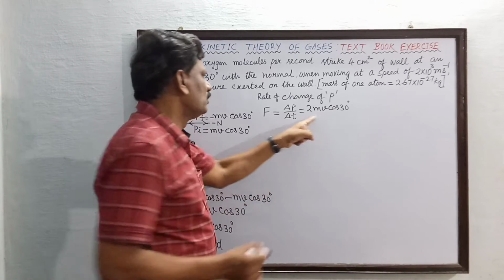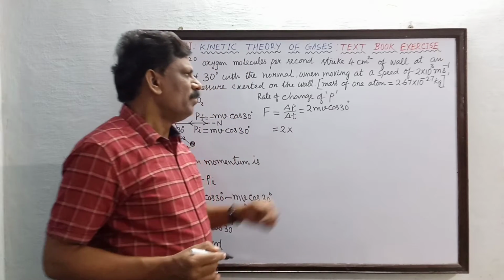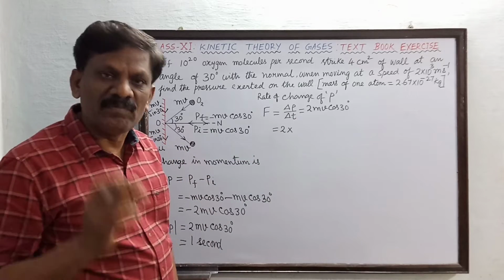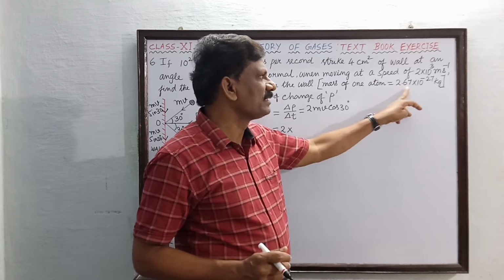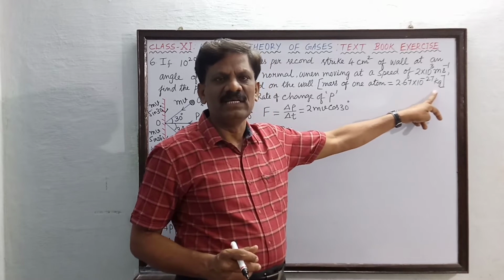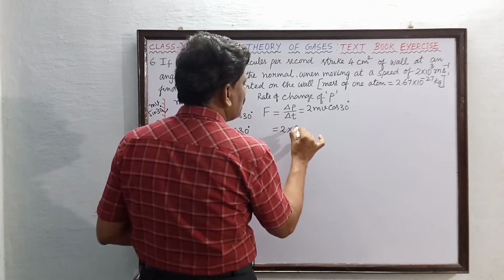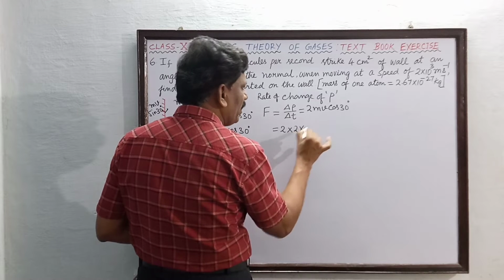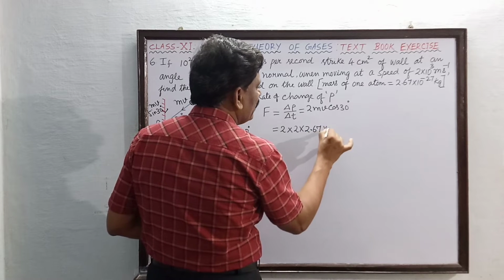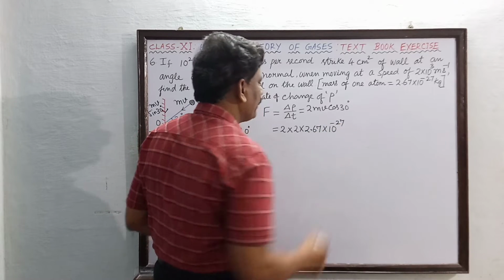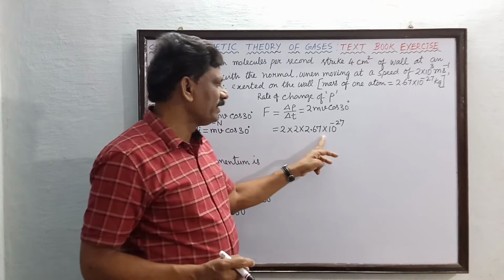So this is now equal to 2 into the mass of an oxygen molecule. Now it is given in the problem, mass of one oxygen atom is 2.67 into 10 power minus 27 kg. Therefore, what should be the mass of an oxygen molecule? Mass of oxygen molecule must be equal to twice the mass of one atom, so 2 into 2.67 into 10 power minus 27, because there are two atoms of oxygen in a molecule of oxygen, therefore it is twice the mass of a single atom.